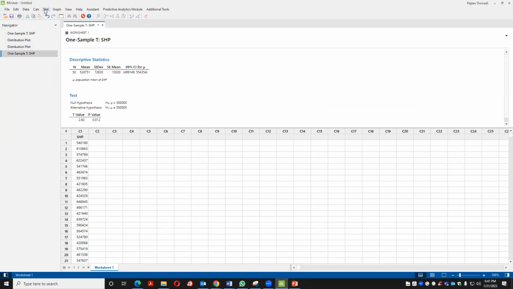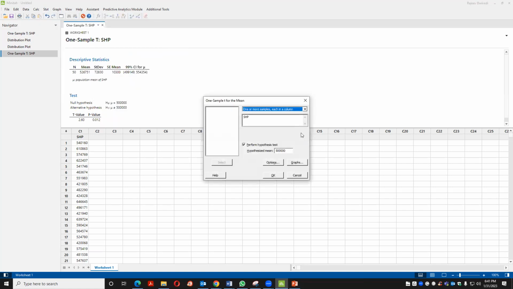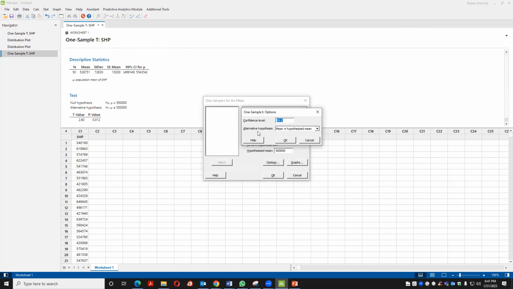Here I go under Basic Statistics, and I go to one sample t. Nothing is changed. Here I'm changing one option, and here I'm just keeping 95 as usual. These are alternative options, not the null option. Here I'm saying mean is greater than the hypothesized mean, which in our case is 500,000. You said 500,000, I said more than 500,000. So this is the alternate.